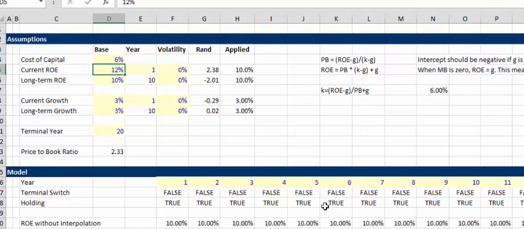If I make this 12 and this 12 and I make this 5 and this 5, it always gives me the correct cost of capital that I started with. I make this 1 and this 1, it always does that. But when I start changing this over time, then it gives a different answer.